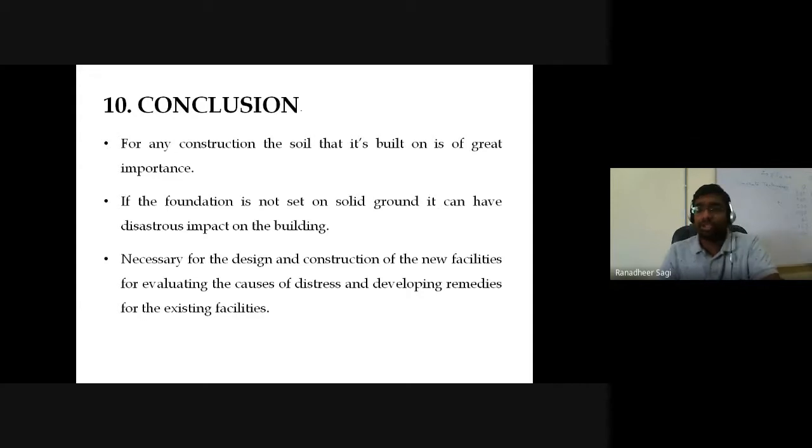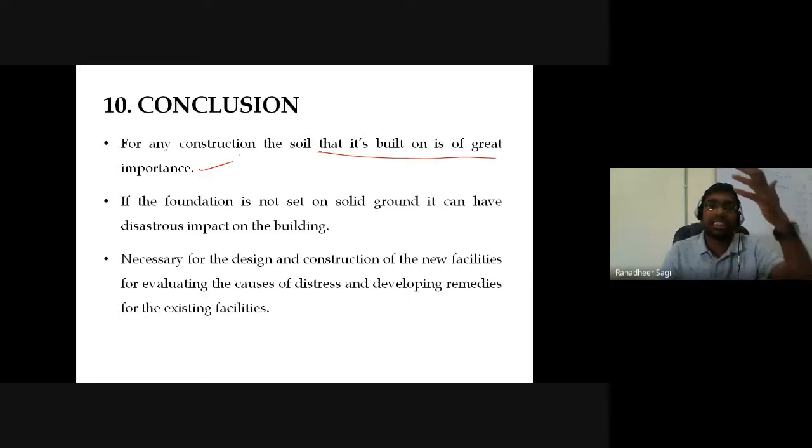And ultimately, you should give a proper conclusion by looking into the results you have obtained. What are your proposals? For any construction, the soil that it's built on is of great importance, because for any construction that you are trying to take up, on which type of soil you are constructing it, what are the properties of that particular soil, to what depth the effect of load is seen in that soil strata, all that understanding has to be very clearly known.